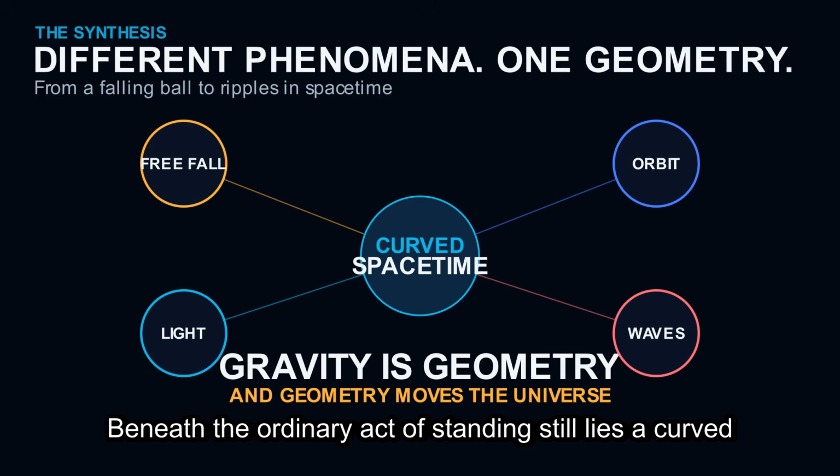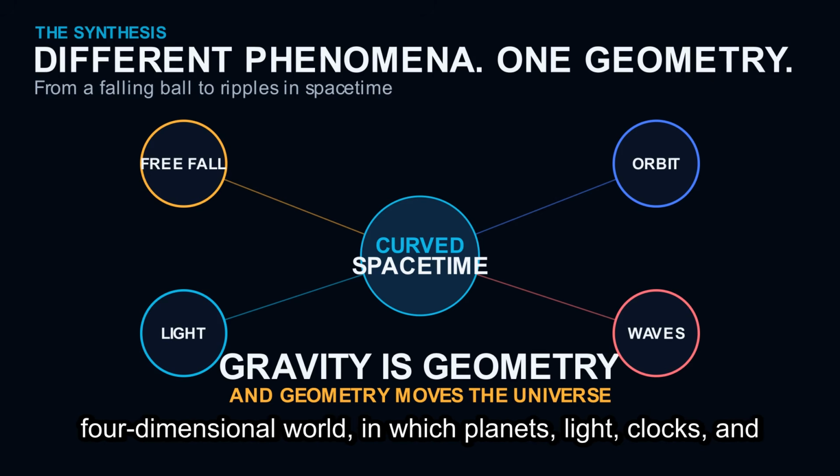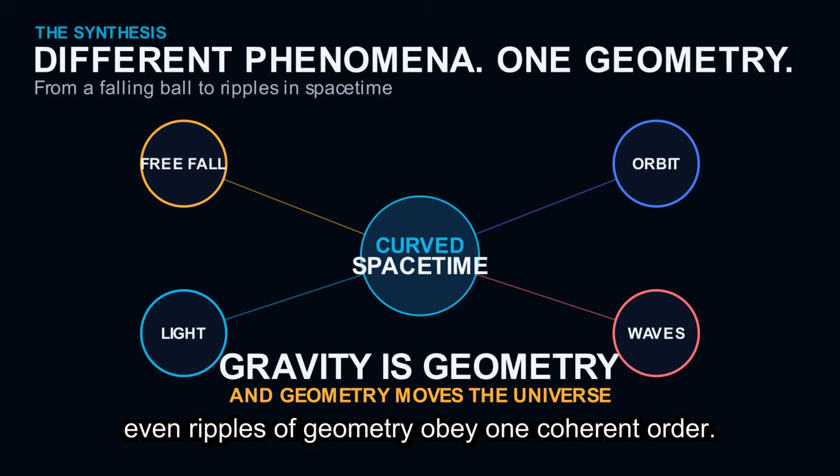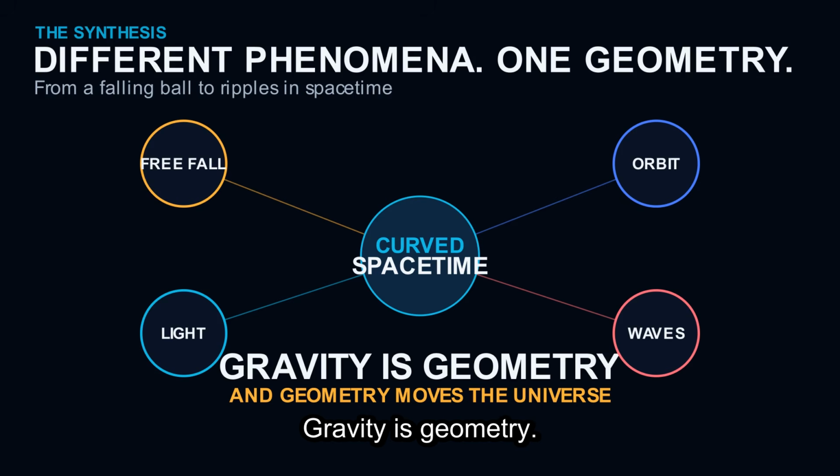Beneath the ordinary act of standing still lies a curved four-dimensional world, in which planets, light, clocks, and even ripples of geometry obey one coherent order. Gravity is geometry. And geometry moves the universe.